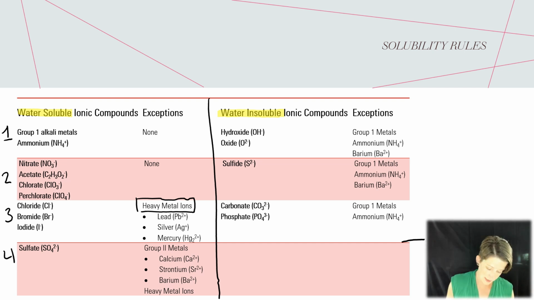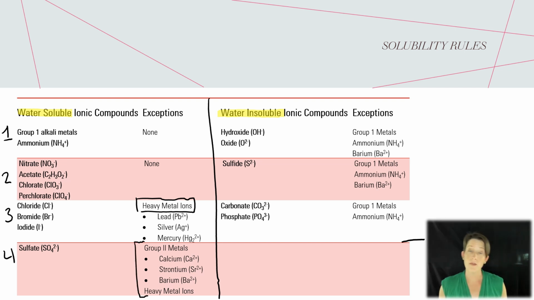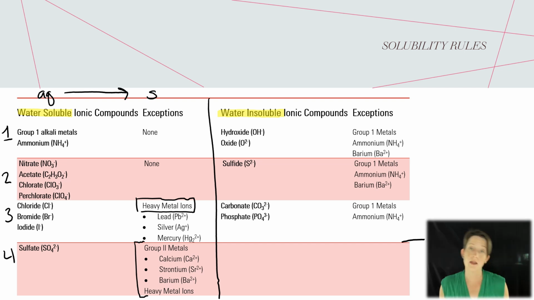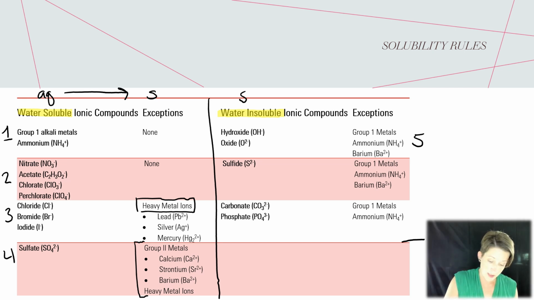Then we have sulfate, which is water soluble, but we have its exceptions. If sulfate is interacting with a group 2 metal, so your alkaline earth metals, or our heavy metal ions, it will come out of solution and become a solid. So here we are starting with our aqueous, and if it falls into the exception category, it's going to become a solid. On the other side, we have our water insoluble, and these are going to stay solid with the exception of becoming aqueous.